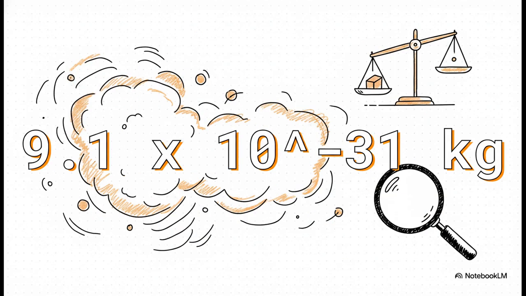And then we have its mass, 9.1 times 10 to the power of negative 31 kilograms. I mean, it's almost impossible for the human brain to even comprehend a number that tiny. What this essentially tells us is that the electron's mass is basically negligible. Compared to the rest of the atom, it is practically weightless.